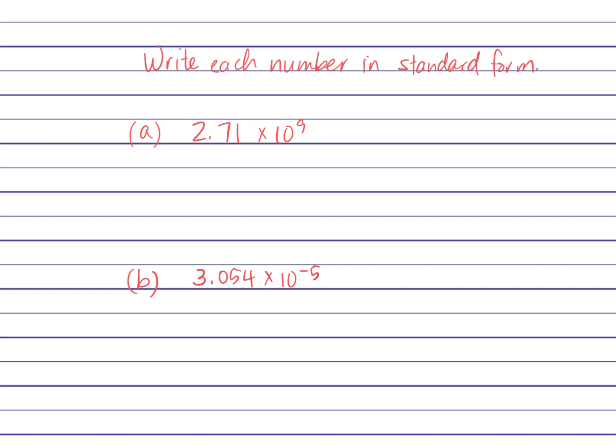Write each number in standard form. The first question is 2.71 times 10 to the 9. That means we're multiplying by a power of 10 that is 9. So we need to move the decimal 9 places.